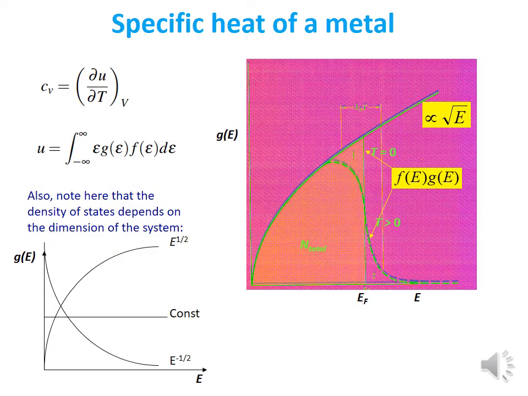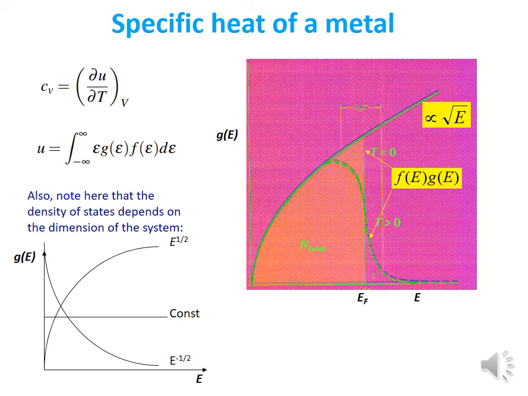We can calculate the specific heat of a metal, evaluating first the energy of the system, the energy per unit of mole or volume, and then the specific heat is just the derivative of this energy with respect to temperature. To determine the energy, we need to make the sum in a continuous way, this integral of the energy, considering the density of states and the probability of finding a state given by the Fermi-Dirac statistics.